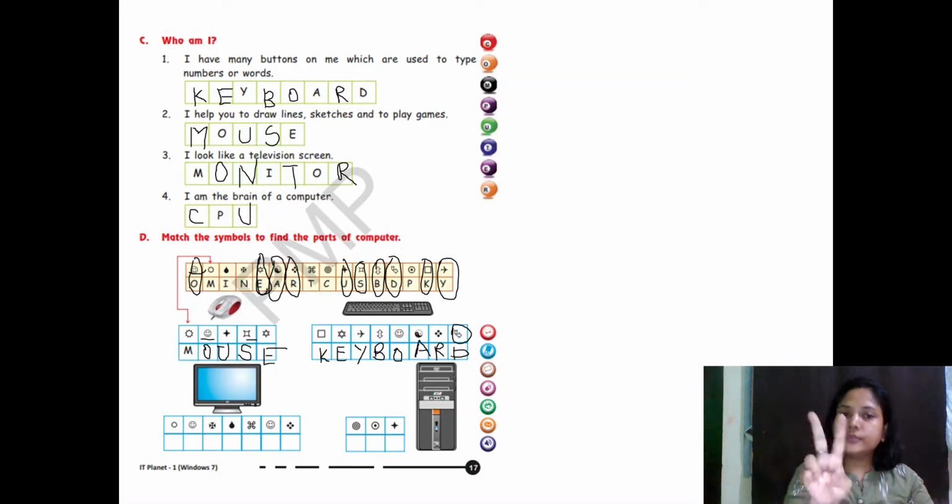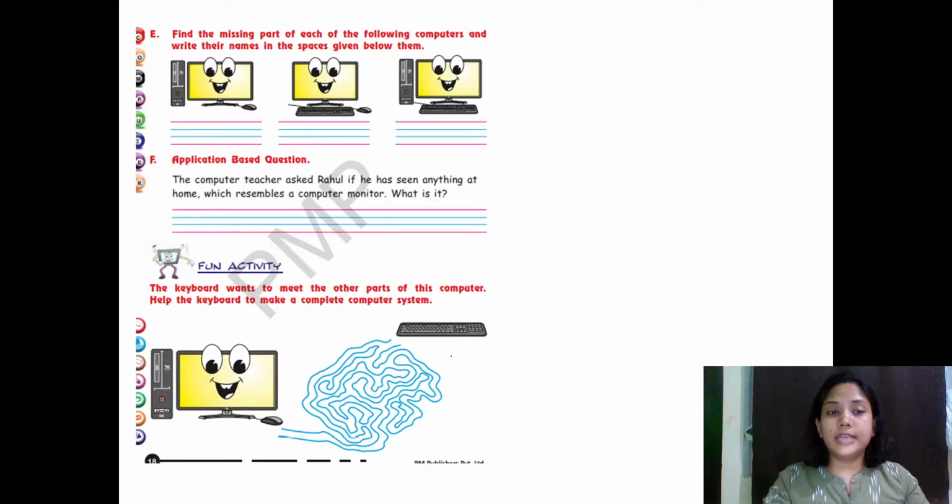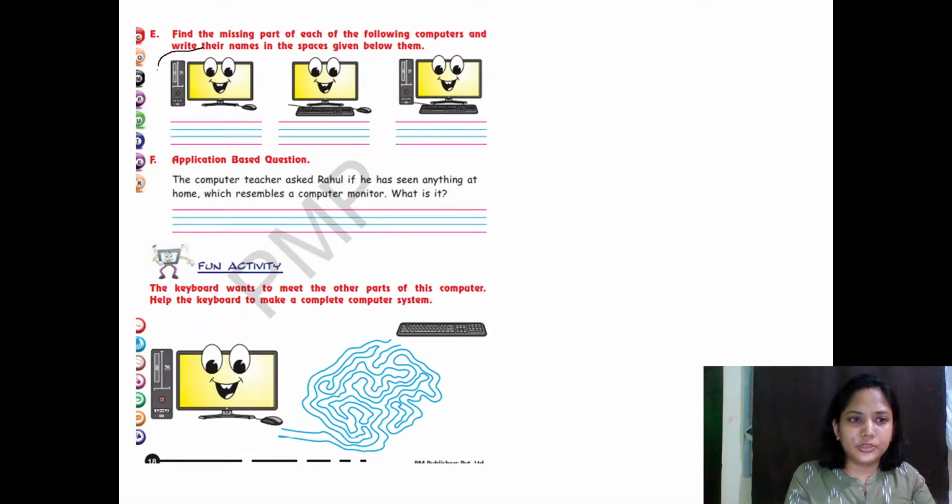Now I have done 2 for you. Now 2 you will do it as homework. Okay, you will do it on your own. Now coming to the next page, the last page. Now see the question. First read the question. Find the missing part of each of the following computers. So the computers that you see, you have to find the missing part and write their names in the spaces given below them.